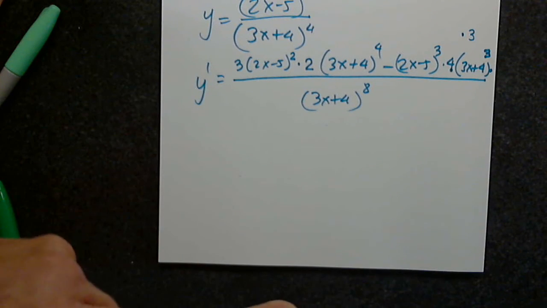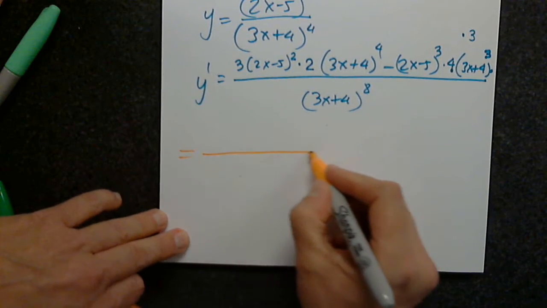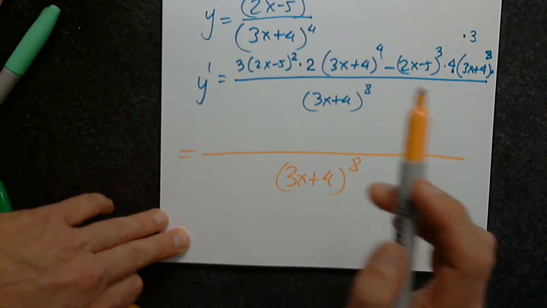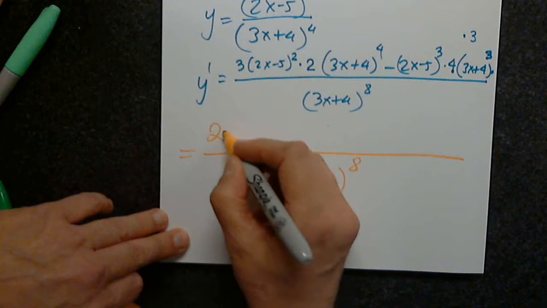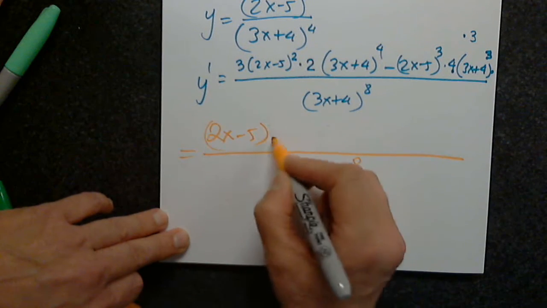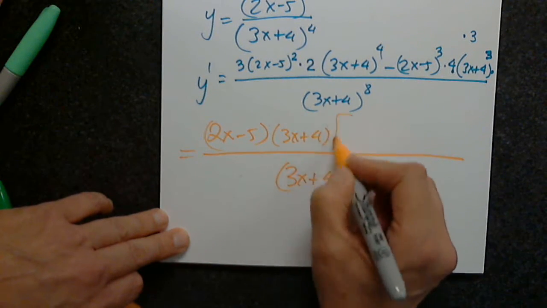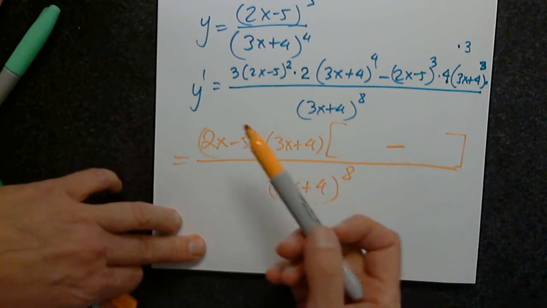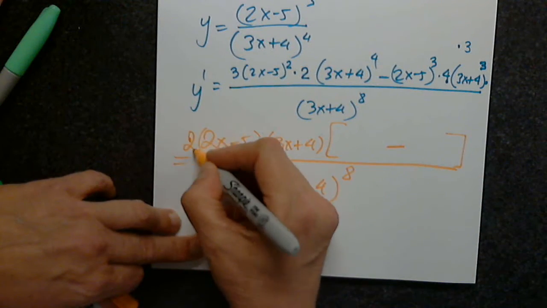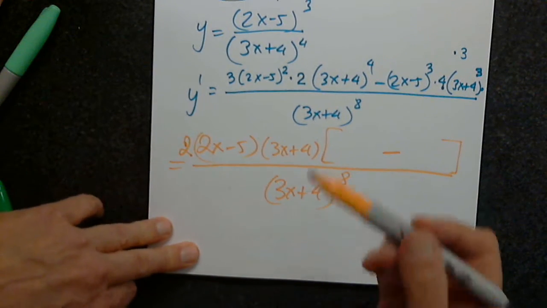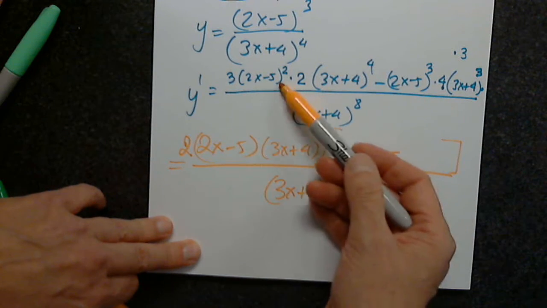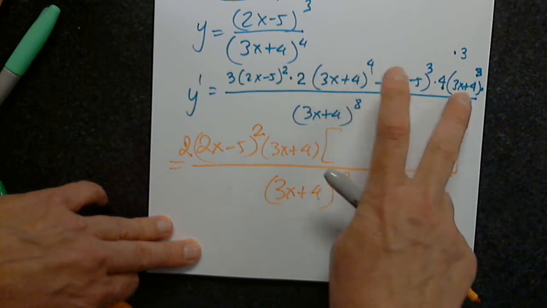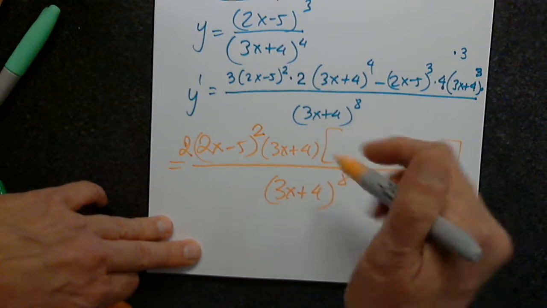Please. So now we will completely factor the numerator. Both terms have two factors, 2x minus 5 and 3x plus 4. But now we have to talk about exponents, and also 2. 2 is a factor as well. So what is the exponent of 2x minus 5? I have to choose the smallest of the two. What is the exponent of 3x plus 4? I have to choose the smallest of the two.